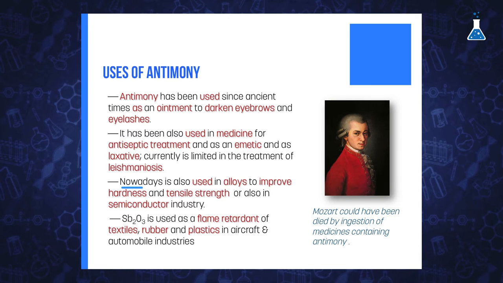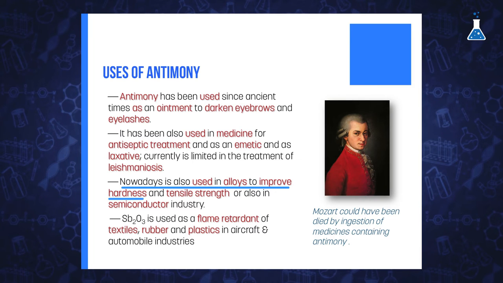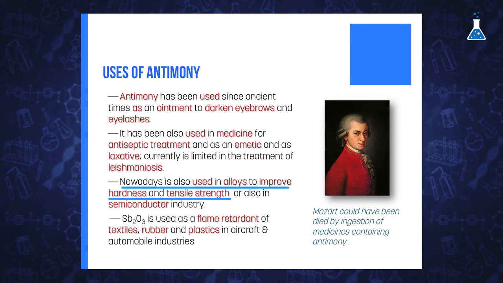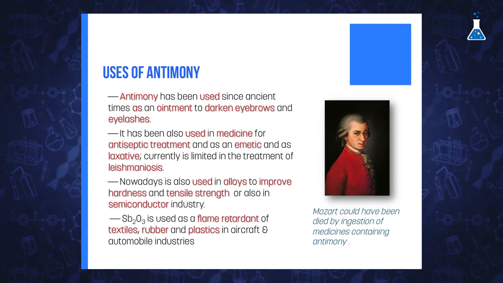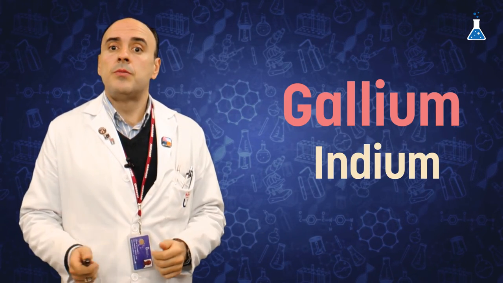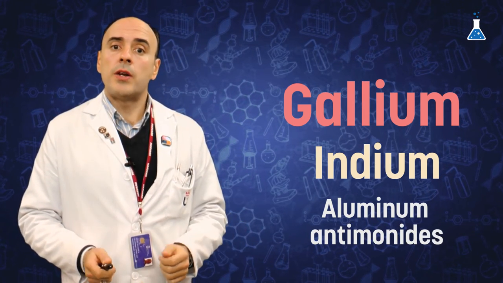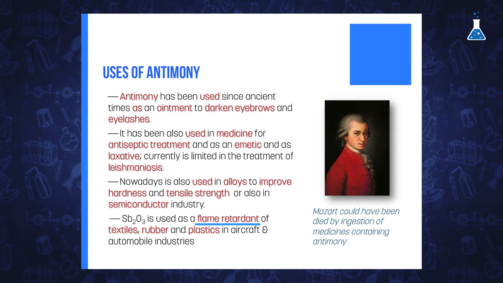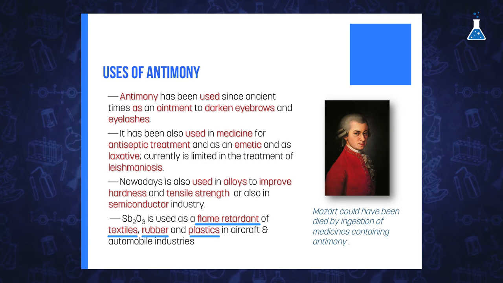Some of the current uses of antimony are as an alloy element to improve hardness and tensile strength. For example, alloys containing lead and antimony are used for the plates of lead-acid batteries. The employment of antimony as a semiconductor is also known, such as, for example, gallium, indium, and aluminum antimonides. Antimony trioxide is one of the most important compounds of the element, and it is employed as a flame retardant of textiles, rubbers and plastics in the aircraft and automobile industries.